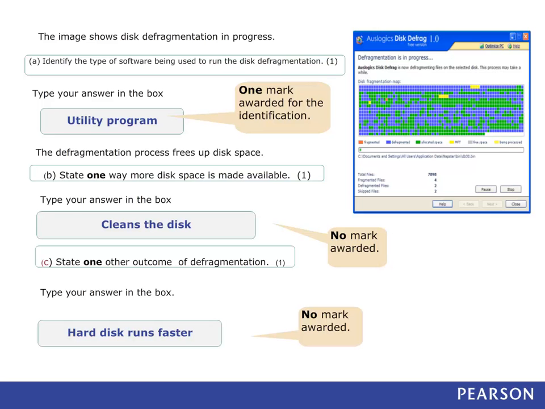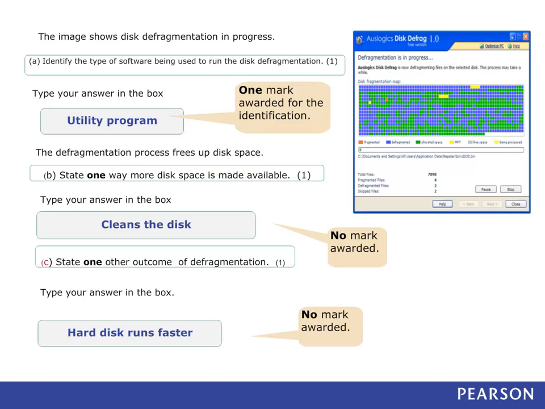For Part B, no marks were awarded for cleans the disk. The lead examiner reported that the overall performance on Part B was poor. Only a small number of students were able to provide the correct response and identify one of the processes that occurs during defragmentation. Where students gained credit, this was typically for identifying that related data is grouped together during the defragmentation process.